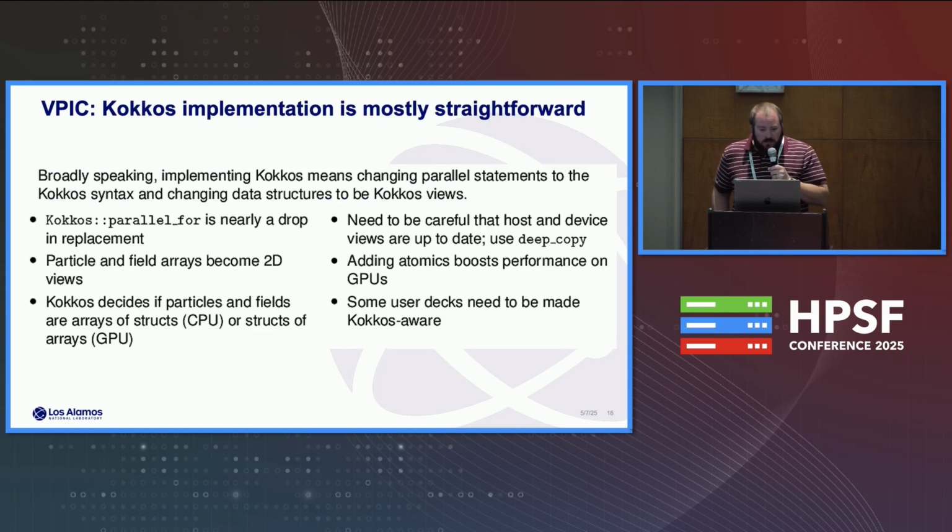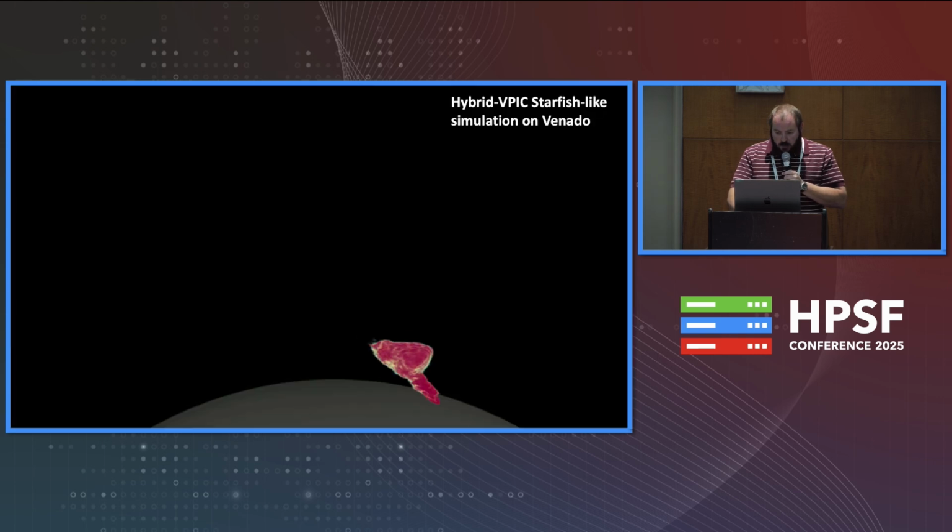Here's their Kokkos usage. They were able to mostly just drop in parallel_for for their for constructs. They use views for particle and field arrays. They like the swappable memory layouts. I guess they want to make sure they're aware that they have to keep their data updated. They really like the portable atomics, and they had to make some decks Kokkos aware.